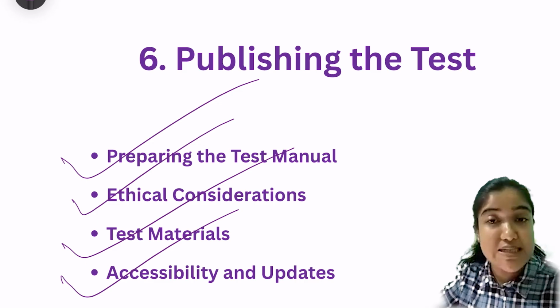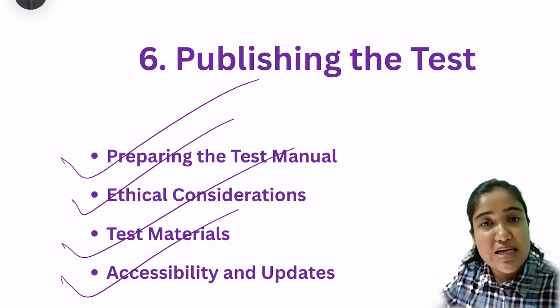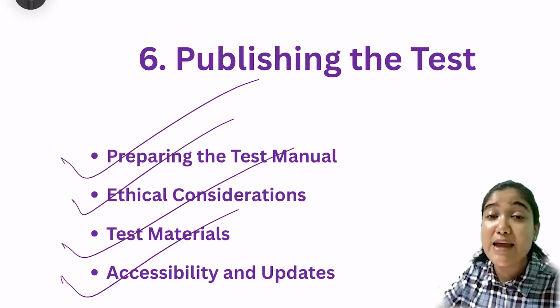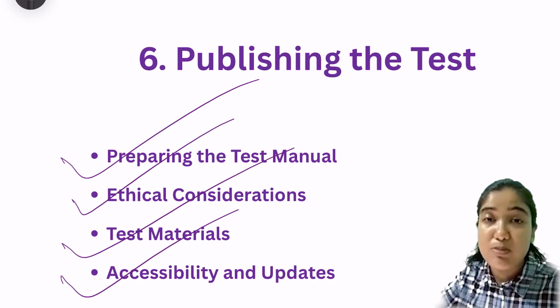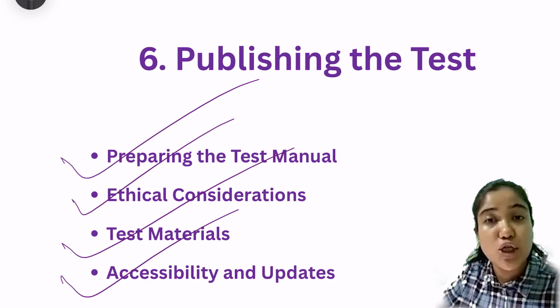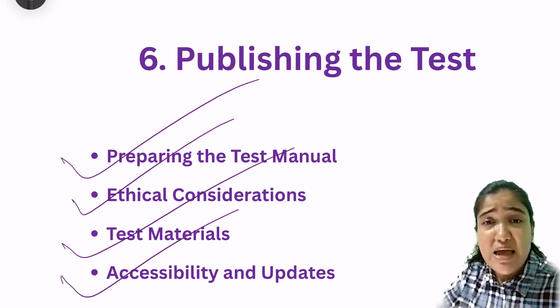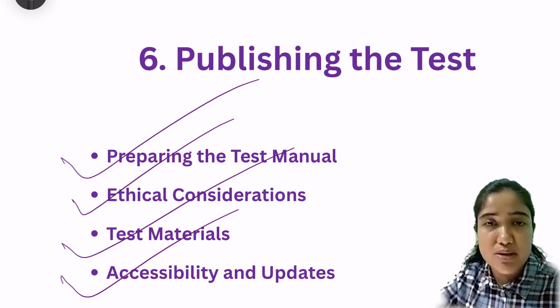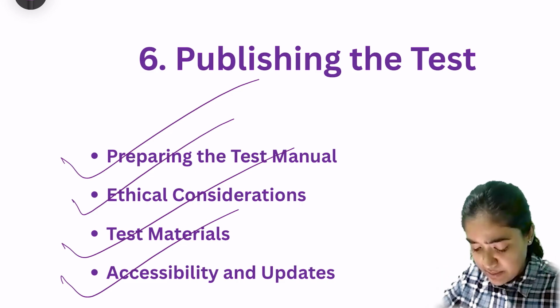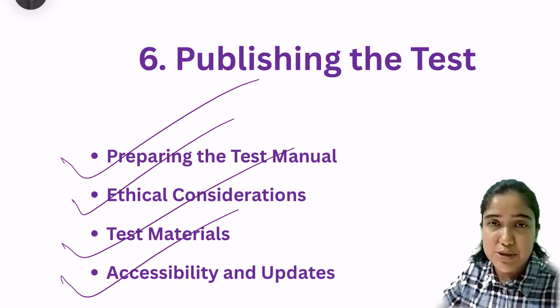Next, we have accessibility and updates. Once published, the test must undergo periodic revision and keep norms updated and relevant. It is important. Outdated norms and cultural bias can reduce the fairness, reliability, and validity of the test. Hence, publishers often re-standardize at intervals. So publishing a test is not the end of test development, but the stage where the test becomes a professional instrument. It ensures that other psychologists can administer, score, and interpret it accurately and ethically, and consistently. The manuals provide proper guidance. It's important to have such manuals, test materials, and proper ethical consideration.